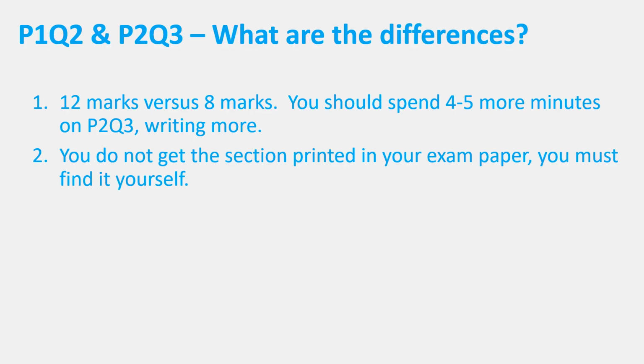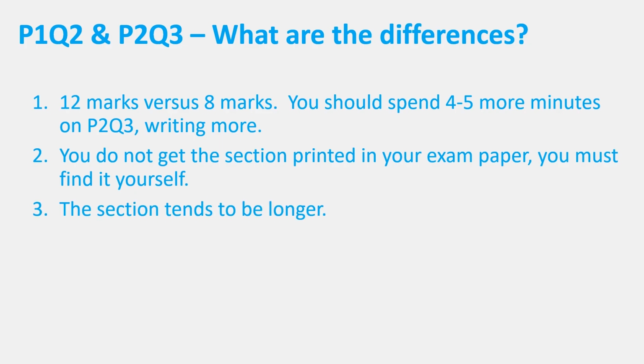A bit of an administrative difference, but you have to go searching for the part of the source yourself. Now obviously you're very disciplined because you've been trained well. The first thing you're going to do is put a box around the bit that you're looking at, remembering that if you quote from outside that box, or talk about things from outside that box, you are not going to be able to be credited for it. Paper 1 question 2, you get that nice little box done for you. They're very easy on you. Paper 2 question 3, you have to go and find it yourself.